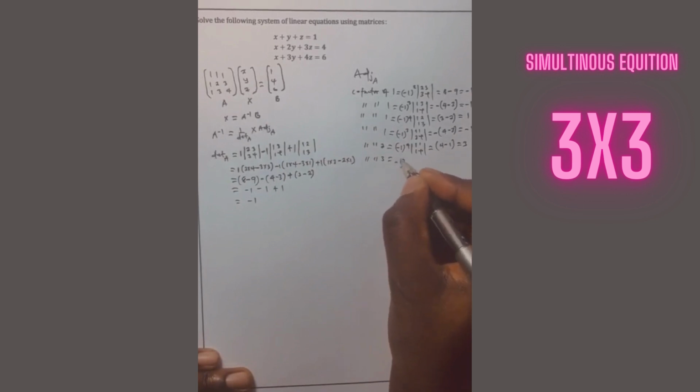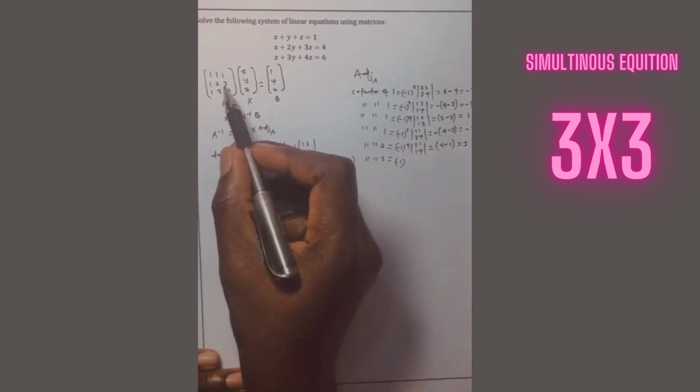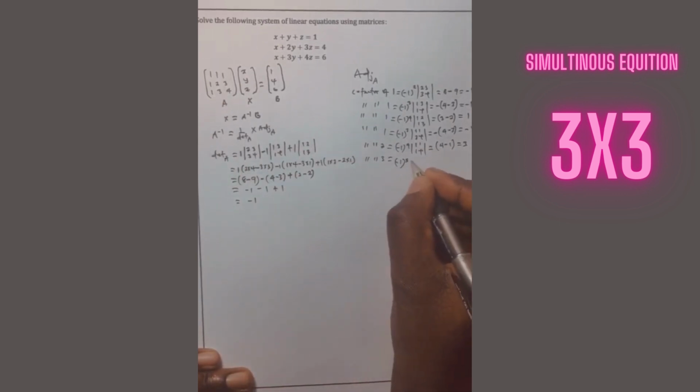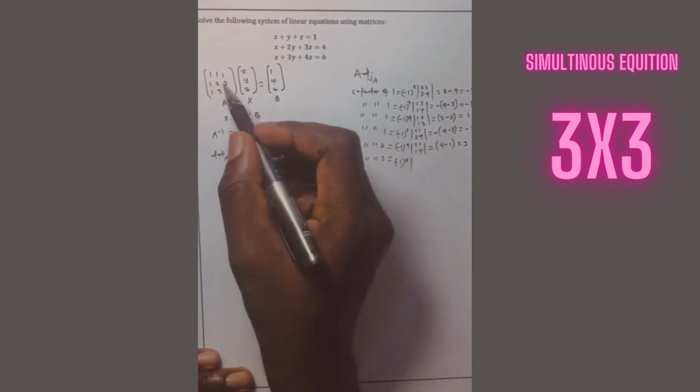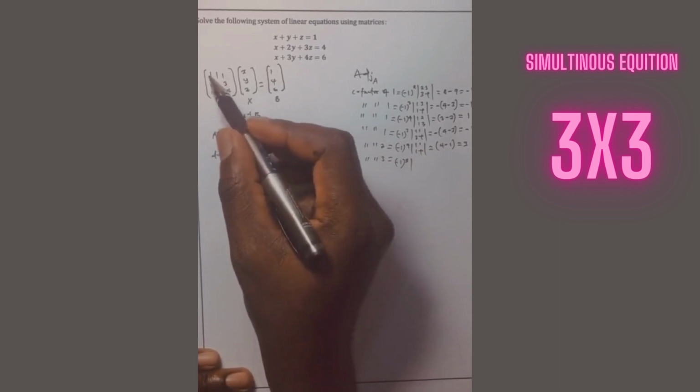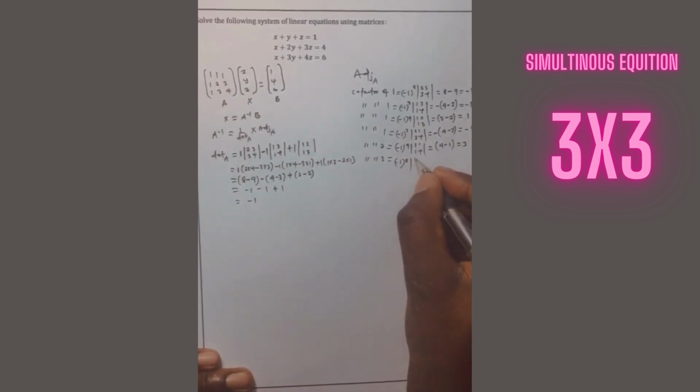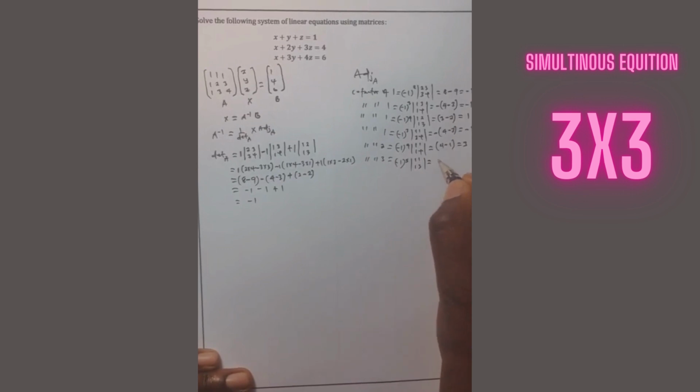And the next one there is 3. So negative 1, 3 is in row 2, column 3. That is the power of 5. When you cover its row and its column, you're left with 1, 1, 1, 3. So you have negative into 1 times 3 is 3, minus 1 times 1, which is 1. So that is negative 2.